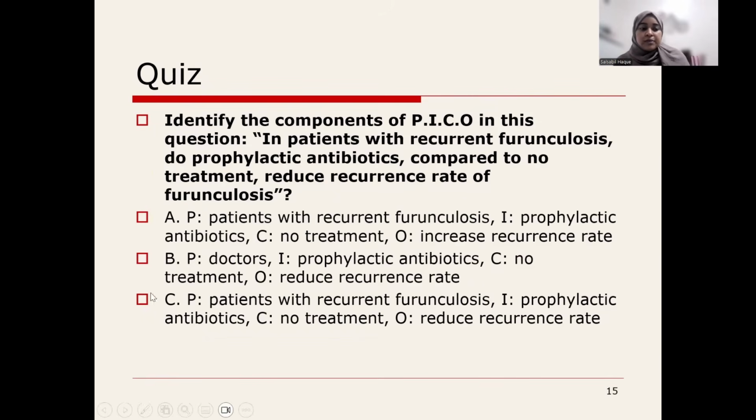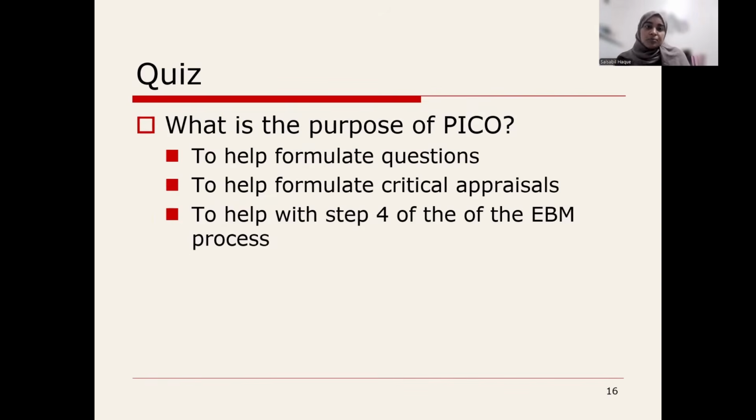So the answer is going to be C here. So patients with recurrent furunculosis, it's going to be the P. Then the intervention is prophylactic antibiotics, comparison with no treatment, and the outcome is going to be reduction of recurrence. Okay. Now, what is the purpose of PICO? To help formulate questions, to help critical appraisal, or to help with step 4 of the EBM process? It's going to be to help formulate questions. Very obvious.